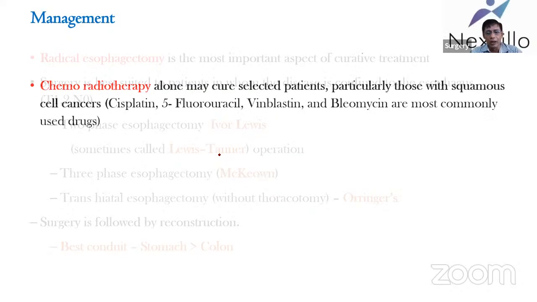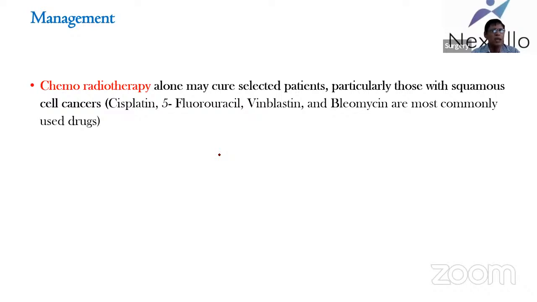So along with these, chemotherapy may be done in some selected patients. Squamous cell cancer actually responds very nicely to chemotherapeutic regimens. So only in some selected patients of squamous cell cancer, we may use chemotherapy or chemoradiotherapy. The commonest drugs that we utilize here are cisplatin, 5-fluorouracil, vinblastine, and bleomycin. These are the commonest drugs used for chemotherapy of esophageal squamous cell cancer.